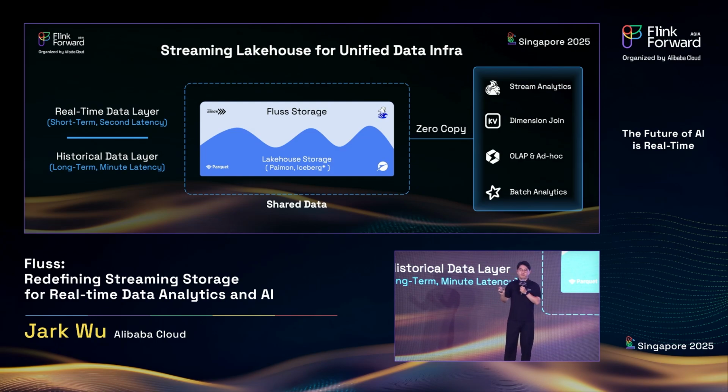So this is a unified system that you can see in Fluss. It serves as the real-time data layer for the Lakehouse, storing short-term, second-level latency data. On the other hand, the Lakehouse acts as a historical layer for the streams, storing long-term, minute-level data. When you want to read a stream, the Lakehouse provides the historical data for a fast catch-up. And when you are running batch analytics, Fluss provides the latest fresh data from the past few minutes, making Lakehouse analytics truly real-time data analytics.